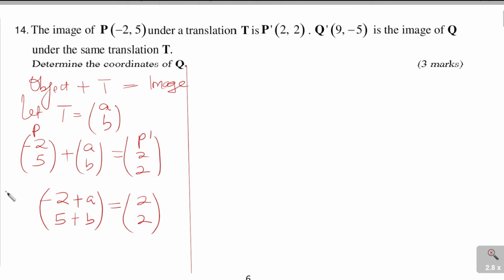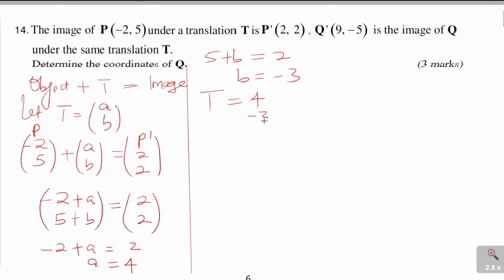So you just need to equate the corresponding elements. Negative 2 plus A is equal to 2. So A will be 2 plus 2, that is 4. Then 5 plus B is equal to 2, so B is equal to negative 3. Therefore the translation vector (A, B) has A as 4 and B as negative 3. So that is the translation vector.